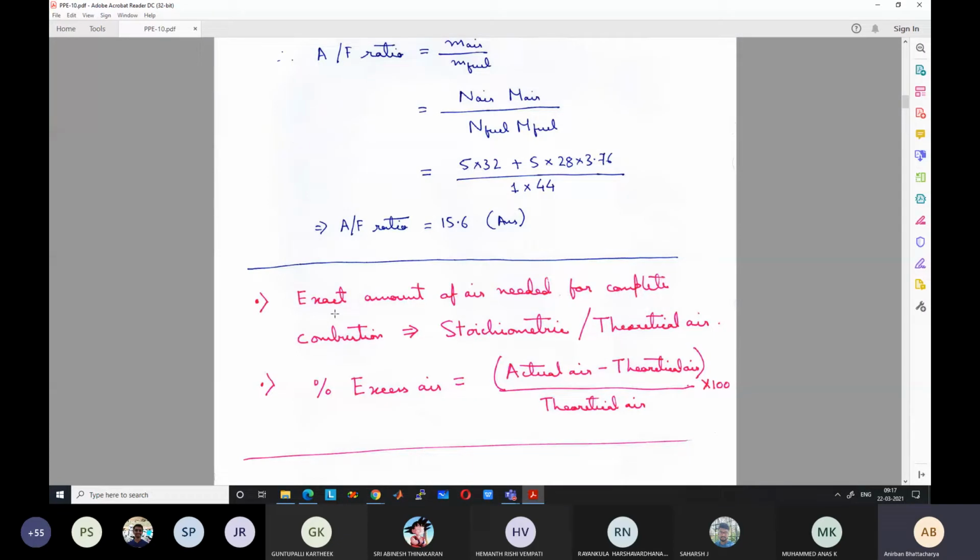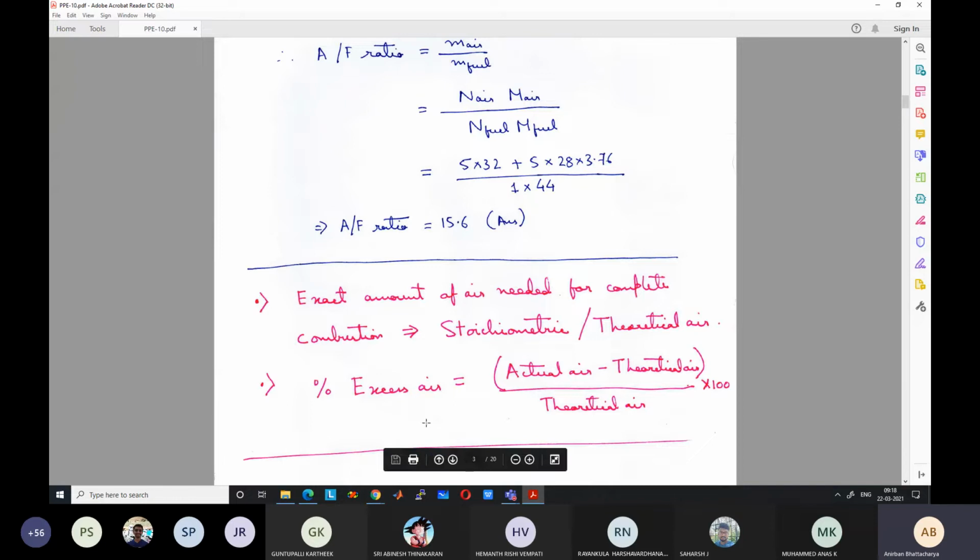So one more definition, which is the stoichiometric or theoretical amount of air. It is the exact amount of air needed for complete combustion. It is known as stoichiometric amount of air or theoretical amount of air. Both are the same. And there is another term called percentage of excess air.